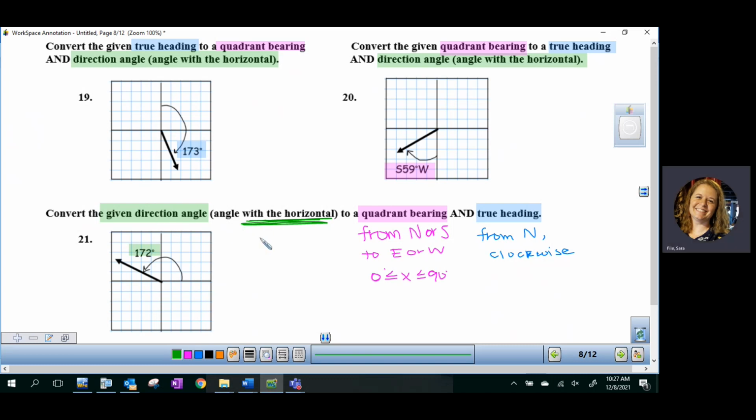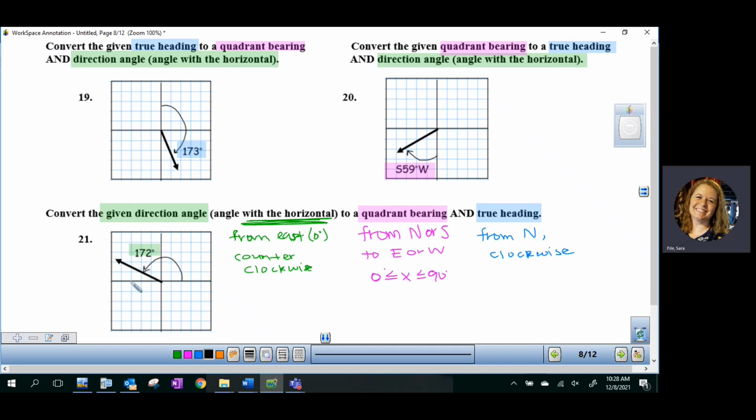The direction angle is from the positive x-axis, or the east, if you want to think of it that way. Call it 0 degrees. And it goes counterclockwise. If it goes clockwise, it can still be a direction angle, but it would be negative. We know that. Counterclockwise is positive. Clockwise would be negative. All right, so let's start with the one where we're given the direction angle is 172.